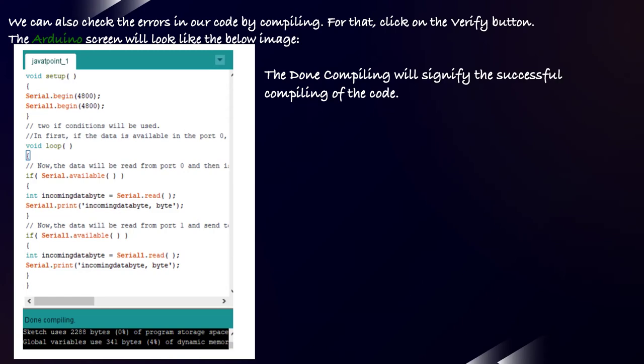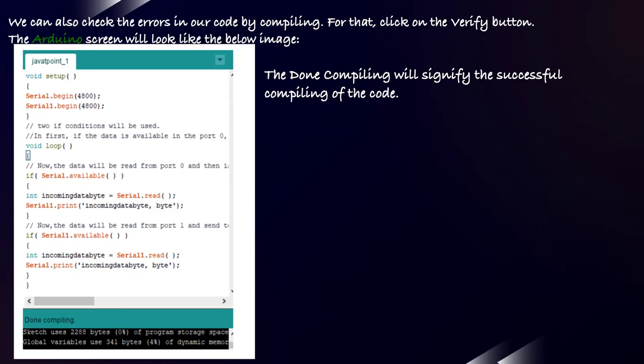See, in void setup, we have set up Serial.begin and Serial1.begin. Two if conditions will be used. The comments in the code are not needed when we will be doing the projects. Why I have given them is to make you understand the purpose of each line of the code.